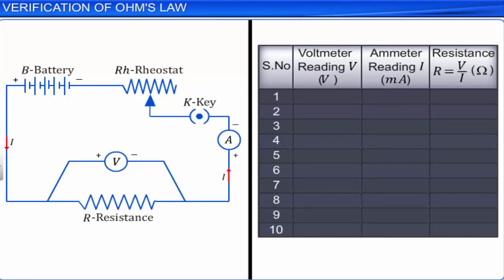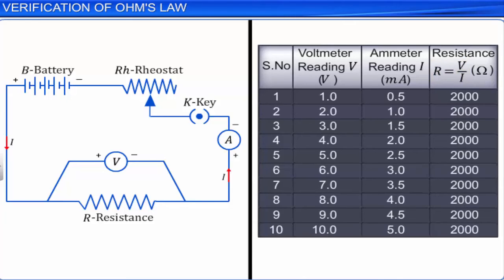Let the current passing through the circuit at any given time be I ampere and the potential difference across the resistance be V volt. The ratio of potential difference V to current I gives the value of resistance R in ohm. You will observe that the resistance is almost constant for different pairs of VI values.